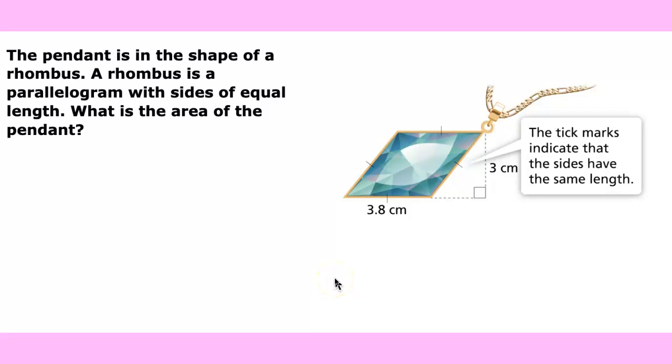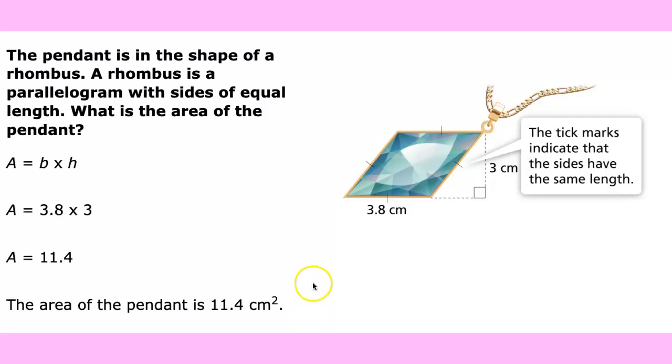So let's find the area. Based on what we have, it's base times height. So we have base times height, which is 3.8 times 3, which is 11.4. So the area of the pendant is 11.4 square centimeters. All right, let's see if we can get one more example.